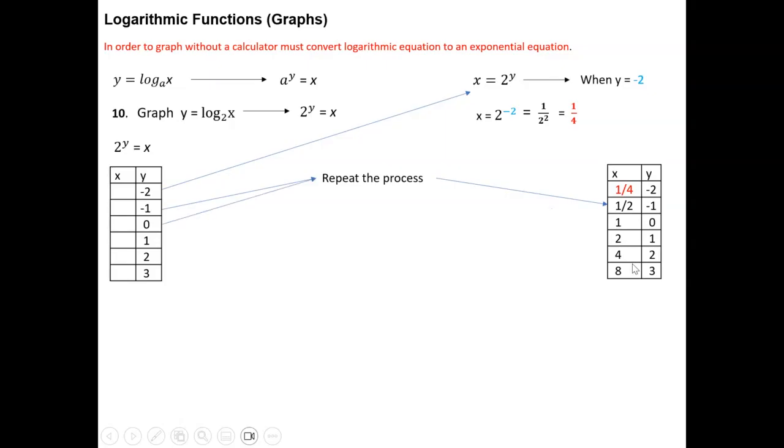Right, so we repeat the process. And finally, we plug in 3, and we're going to get 8.